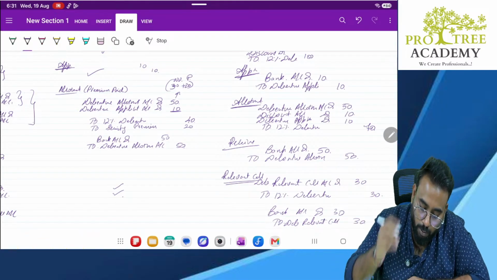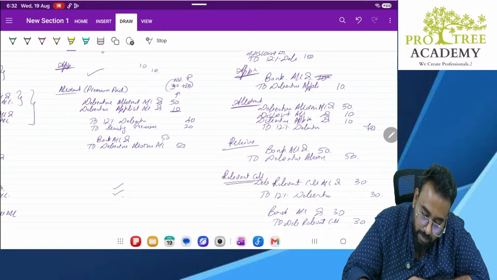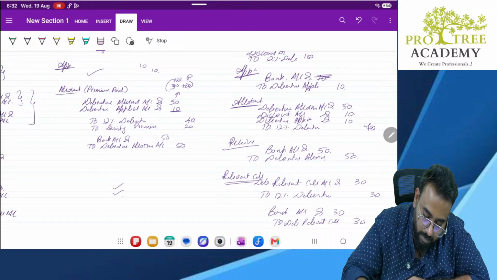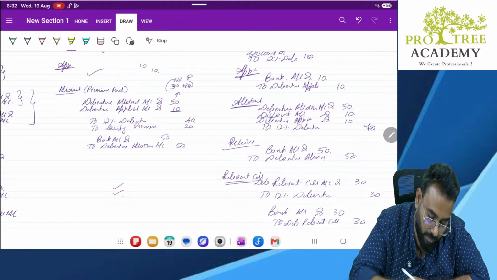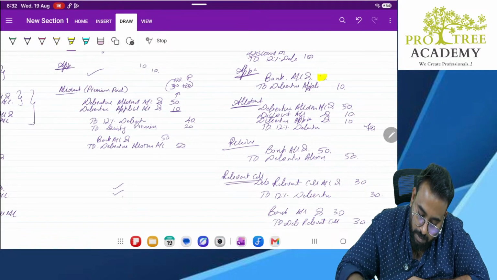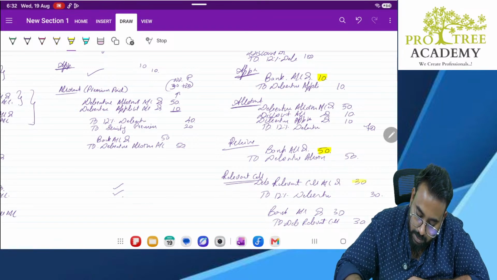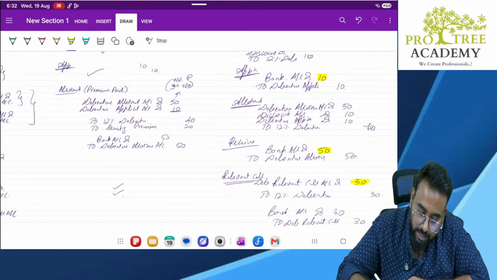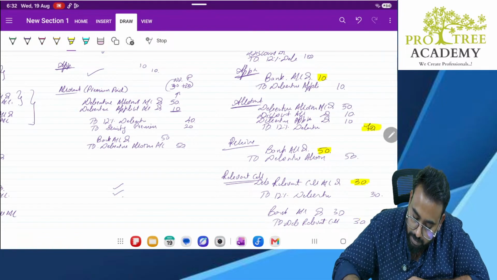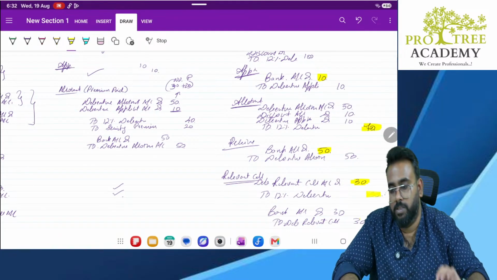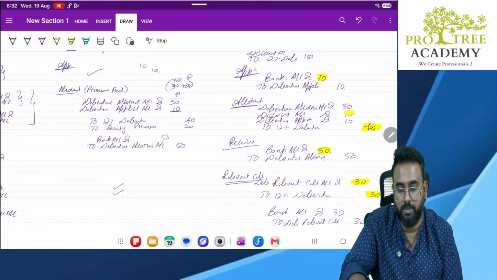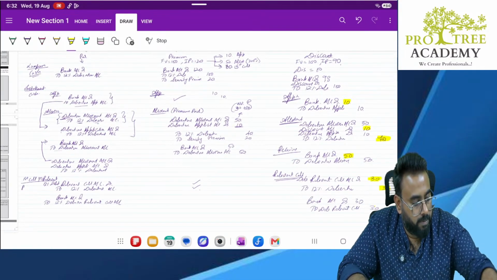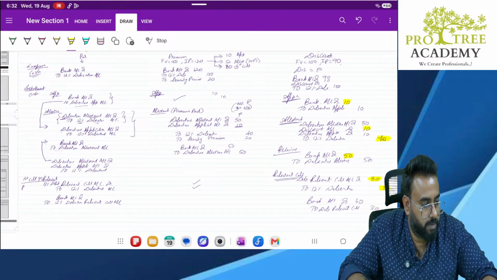Now, if you look carefully, how much did we collect in the bank? 10 plus 50 plus 30. 90 rupees only we have collected. But how much have we credited to the debentures account? Check here. 70, 30, 100. Clear? So that 10 rupees is nothing but our discount. Okay, so these are your entries for debentures. Any doubts in this? All good?